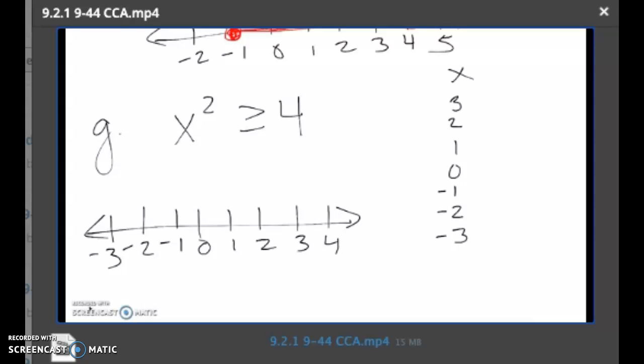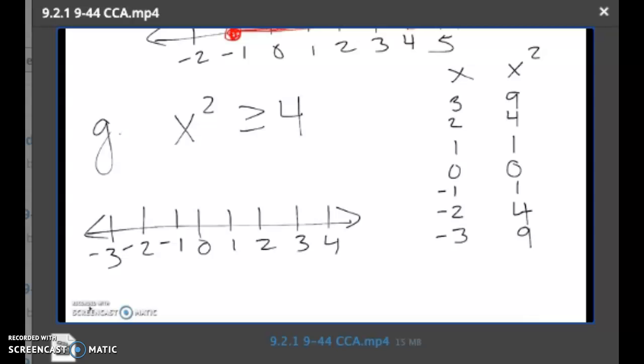Okay, so if these are my x values and I'm squaring them, because we know that we're doing that in this inequality. So 3 squared is 9, 2 squared is 4, 1 squared is 1, 0 squared is 0, -1 squared is 1, right? -1 times -1 is +1. -2 squared, -2 times -2 is 4. And then -3 squared is +9.